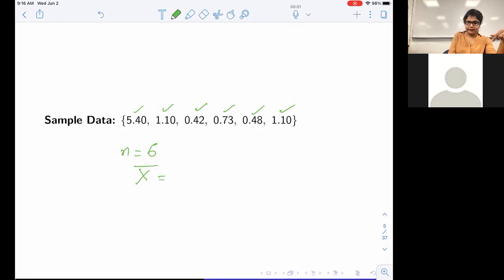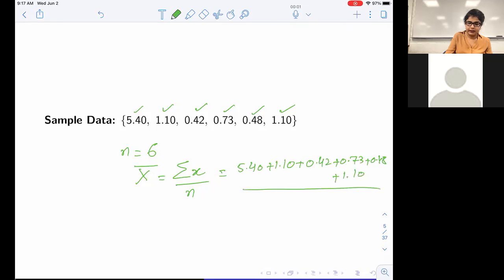So if you're writing x bar, what is the formula for this? Sum of all the values in the given data divided by the number of values that have been given. In this case, x is all of these values. So I'm writing it down: 5.40 plus 1.10 plus 0.42 plus 0.73 plus 0.48 plus 1.10, divided by the number of values, which is 6. Now I can find it out. What is the value? Could you figure it out?